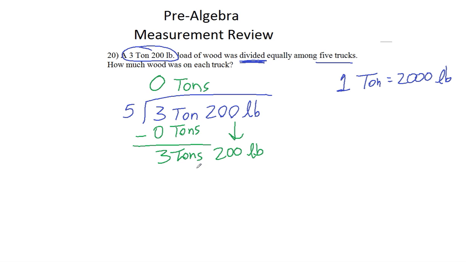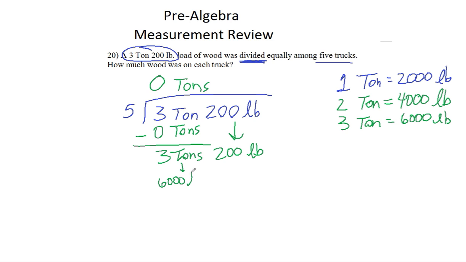So I might just convert 3 tons to pounds, or I might reason that if 1 ton is 2,000 pounds, then an extra ton is an extra 2,000 pounds. So that would put me up to 4,000. And I've got 3 of them, so 1 more ton would give me 2,000 extra pounds. So 2,000 plus the 4,000 puts you up to 6,000. So I can cash in right here, and I can say let's switch the 3 tons. That's really 6,000 pounds. We are really adding those 200 pounds. So that puts me up to 6,200 pounds. And we're still now dividing by 5.